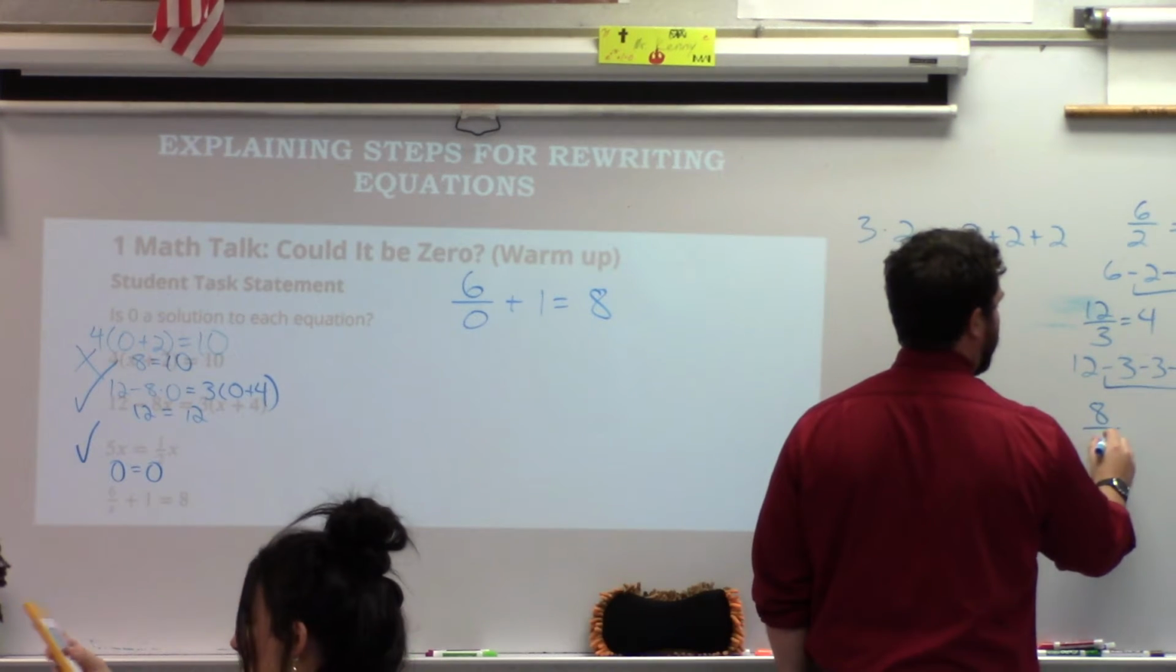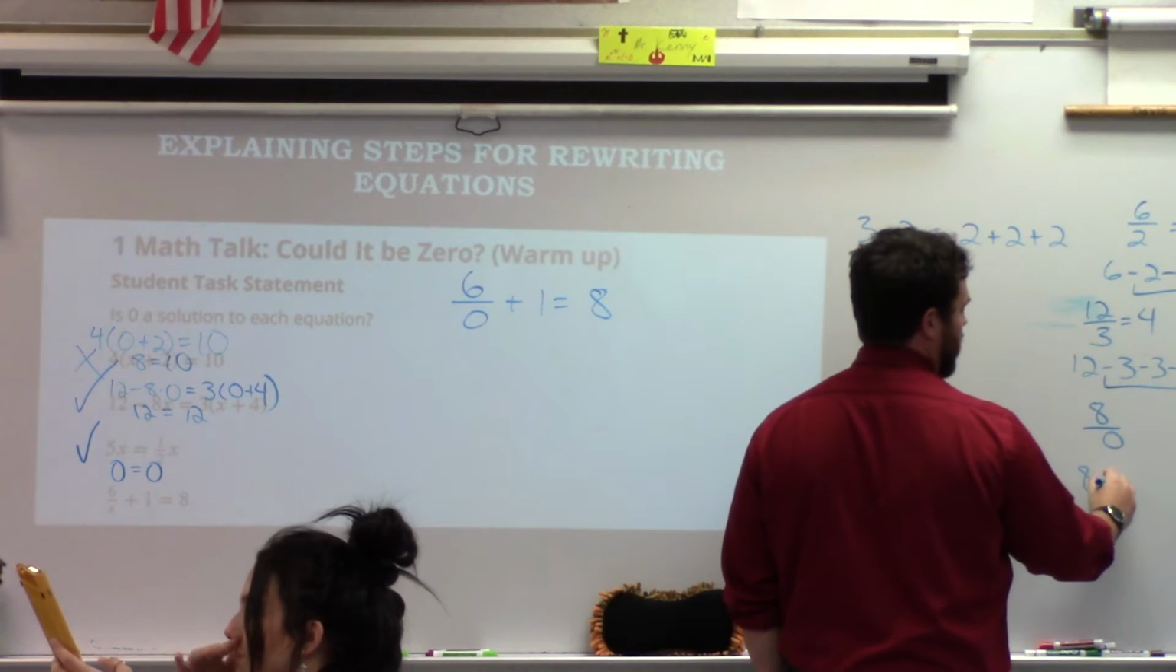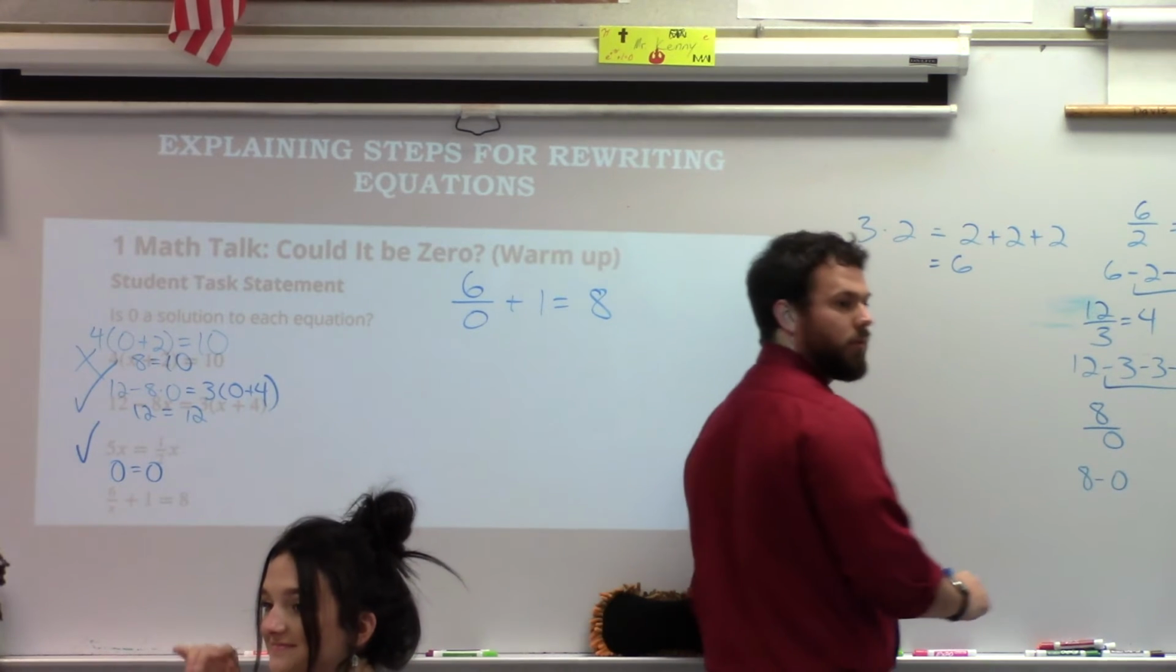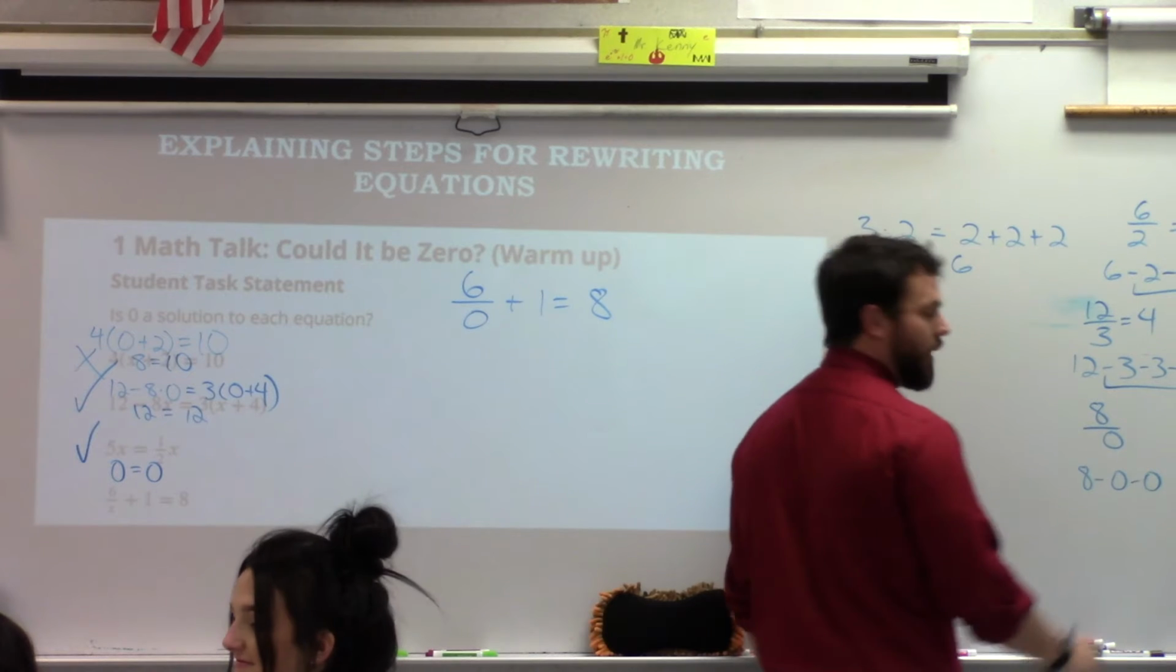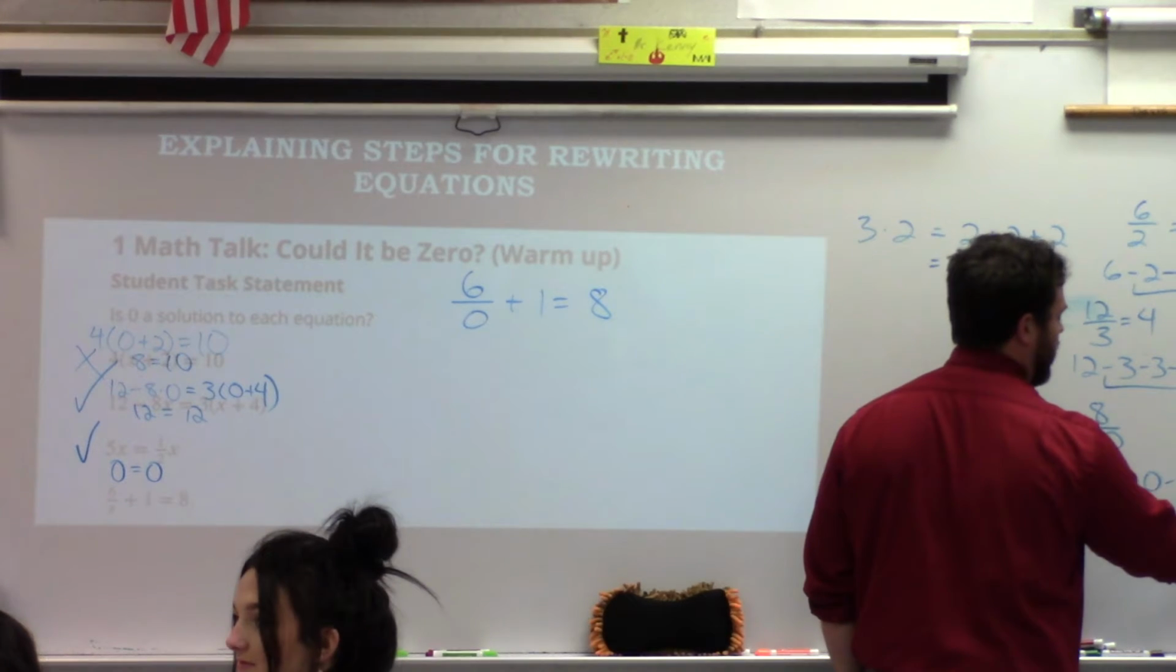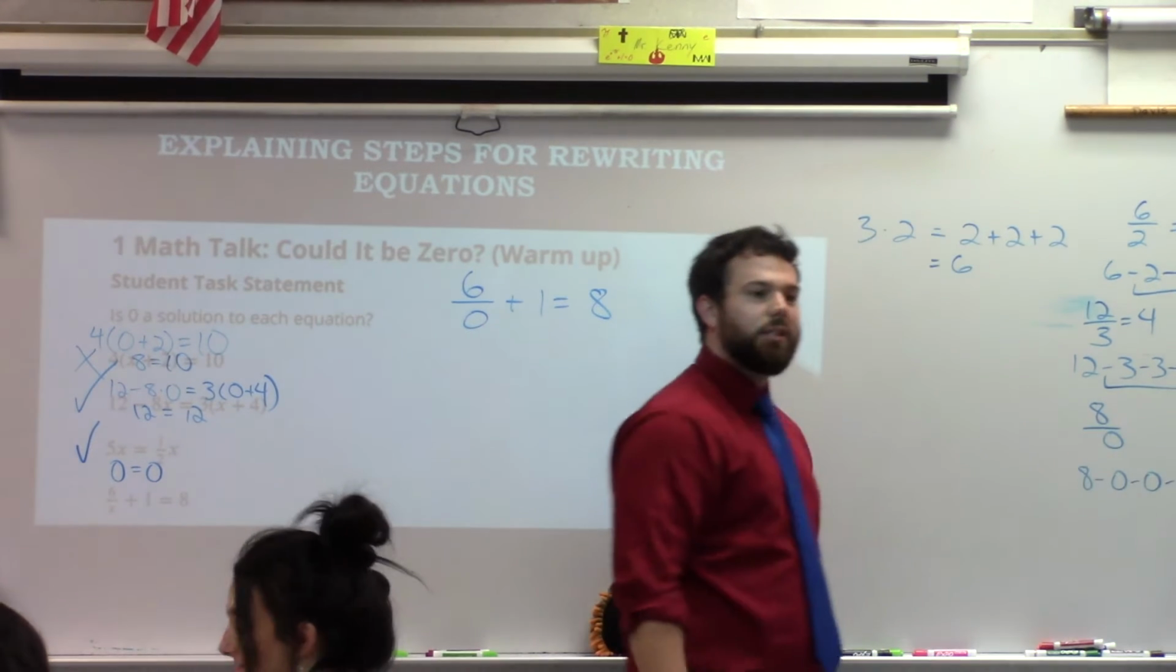So what is 8 divided by 0? What's 8 minus 0? 8. 8 minus 0 again? 8. Minus 0 again? You never get to 0. Am I ever going to get down to 0?